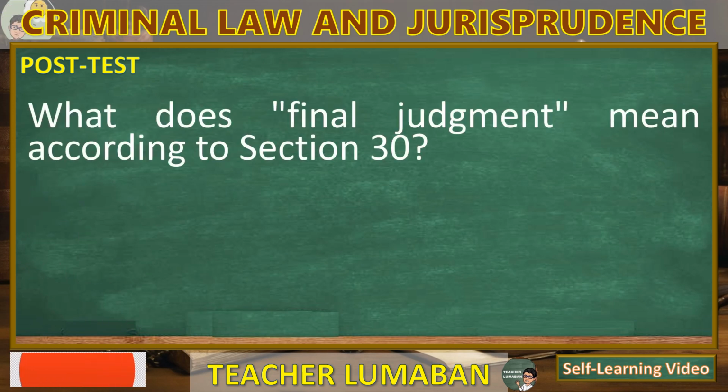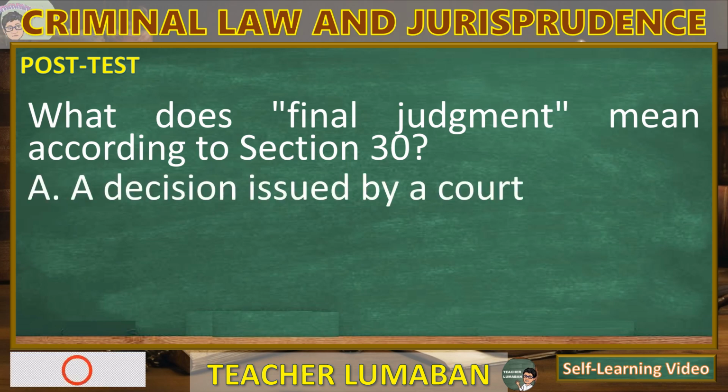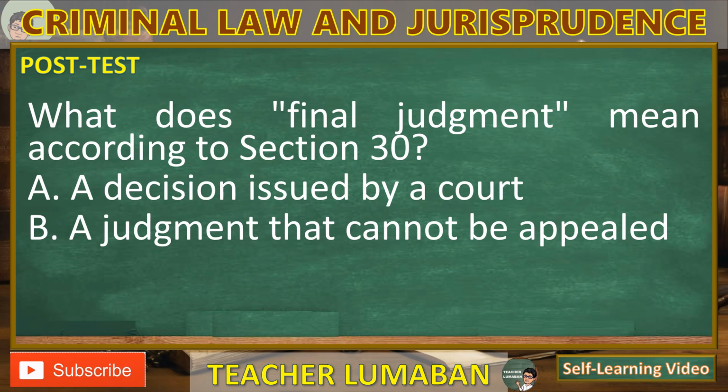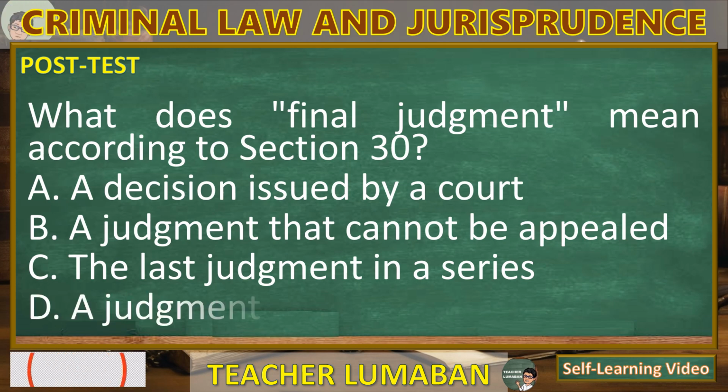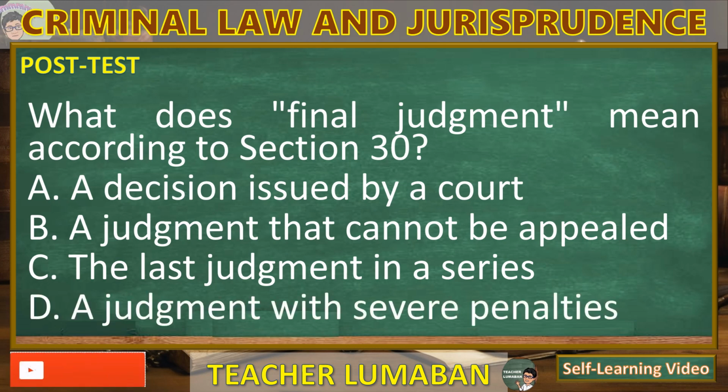What does final judgment mean according to Section 30? A. A decision issued by a court. B. A judgment that cannot be appealed. C. The last judgment in a series. D. A judgment with severe penalties.